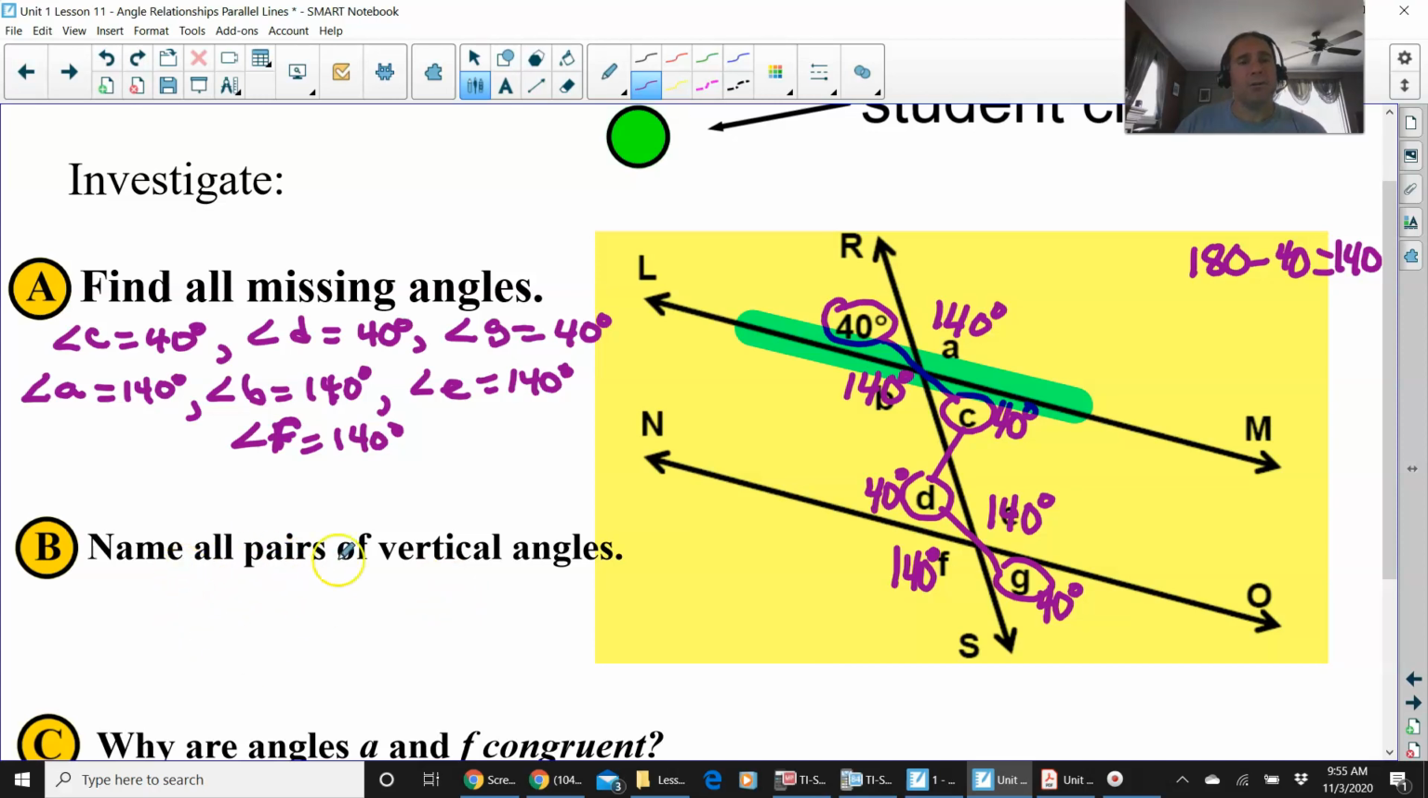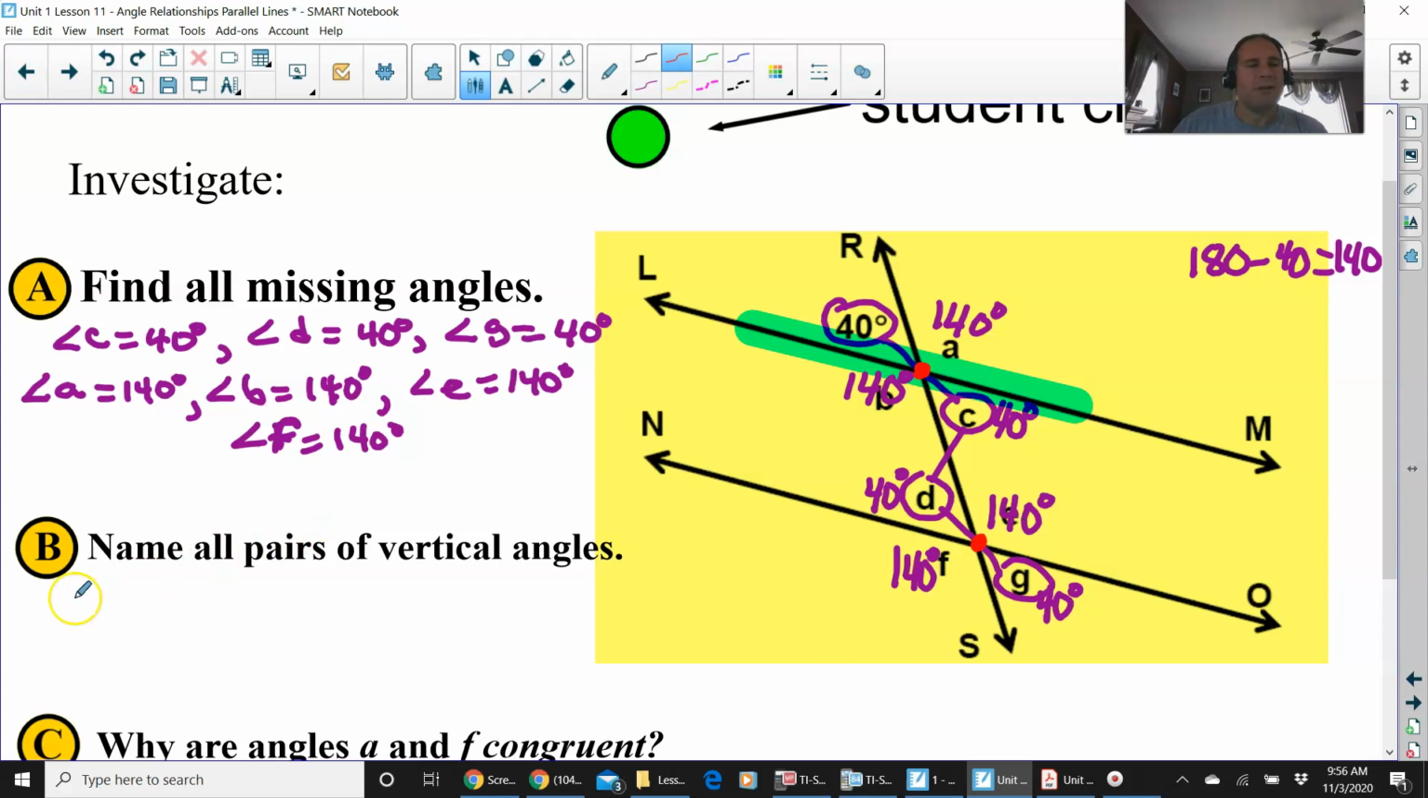All right, name all pairs of vertical angles. So vertical angles, remember, meet at a vertex. Please do not give me alternate interior as vertical, alternate exterior as vertical. Remember, they meet at a vertex. The vertex is that center point right here where the angles will meet. And I'll put them in red. That is a vertex. That is a vertex.